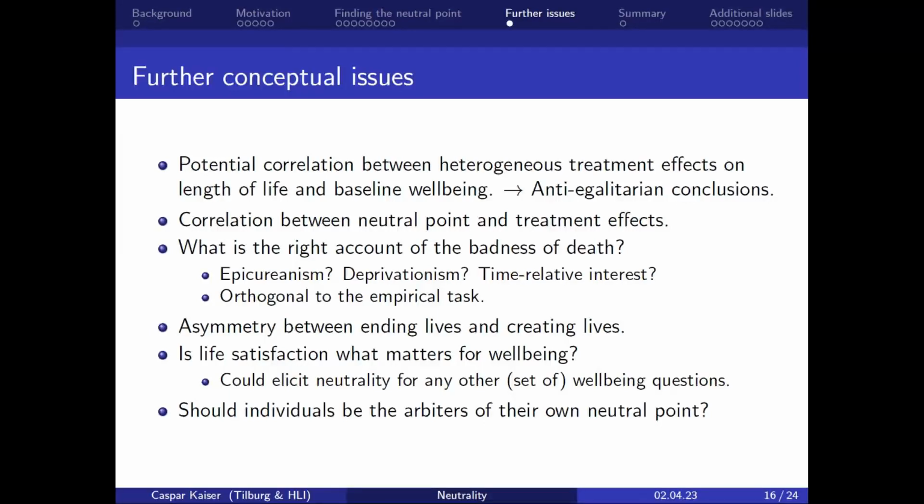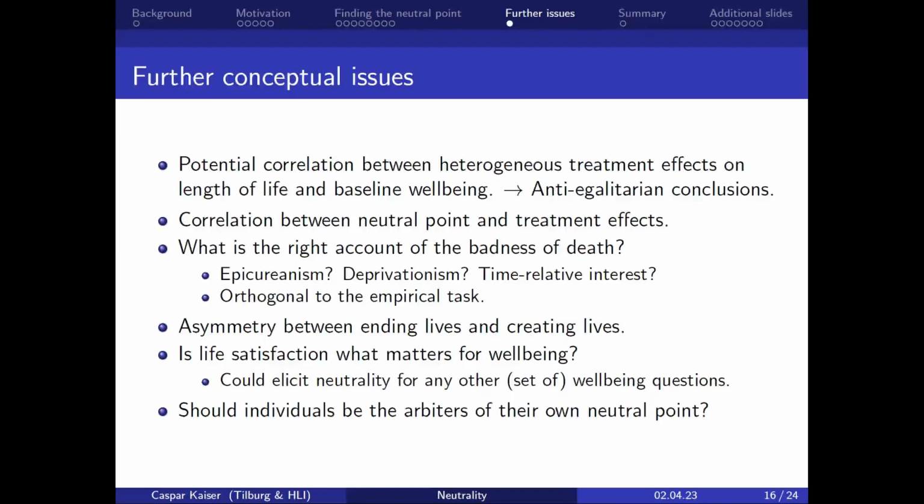Maybe a final problem, and that is that there seems to be an asymmetry between ending lives and creating lives. In that framework, I treated ending lives and creating lives symmetrically. But it seems to me that people will often have, at least in stated terms, a difference of preference over whether to end a life, and at which point we should be willing to no longer extend a life, and at which level of well-being we should be willing to create a life.